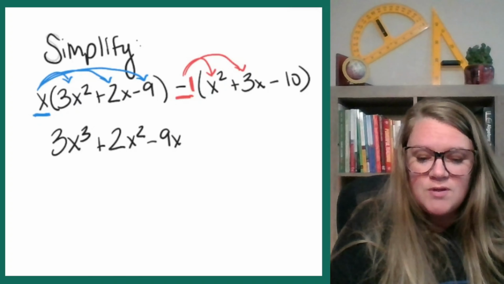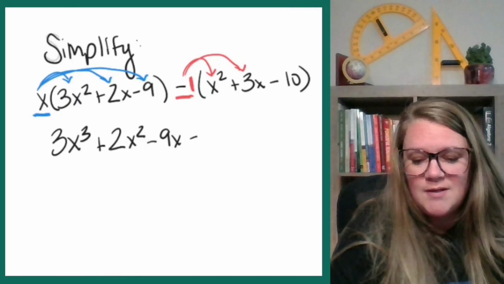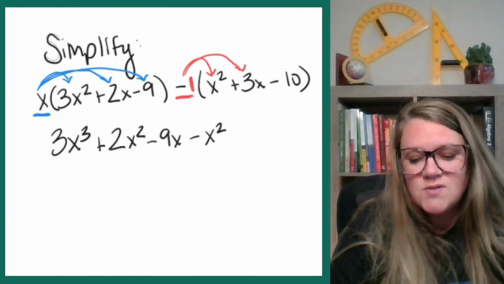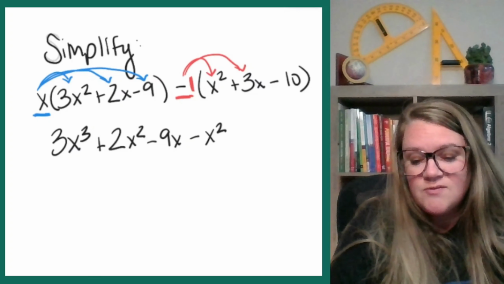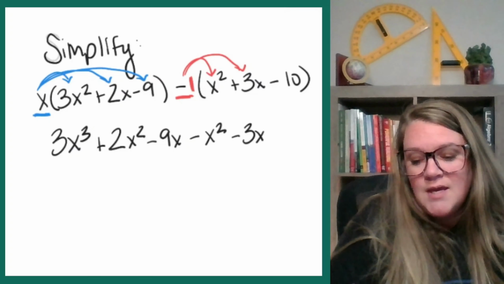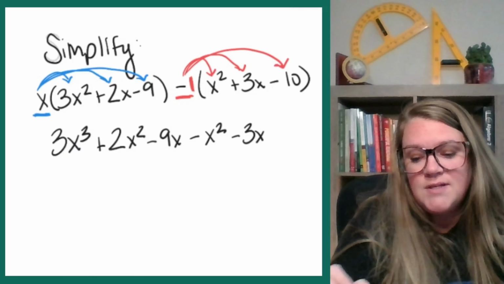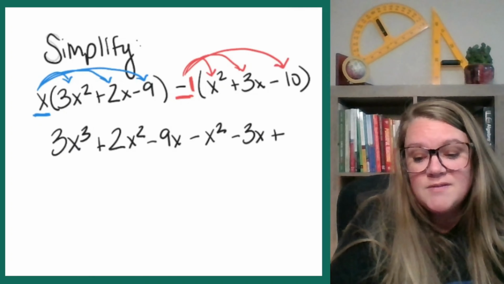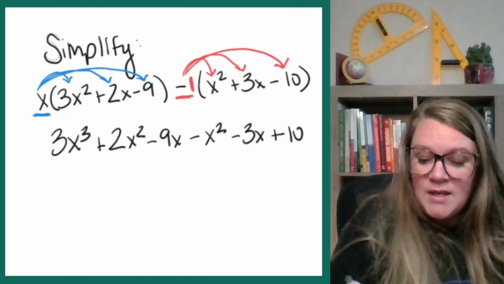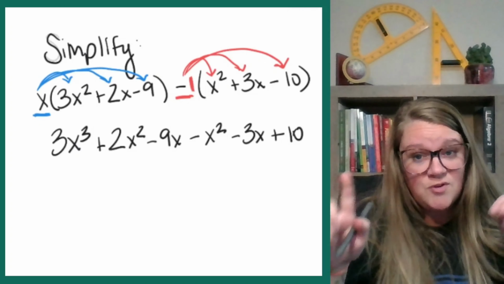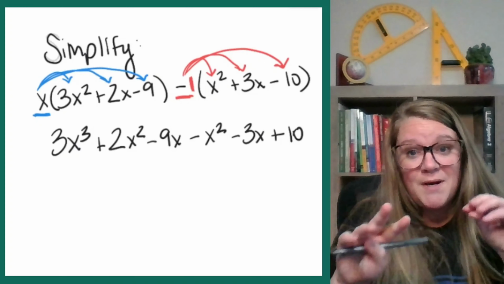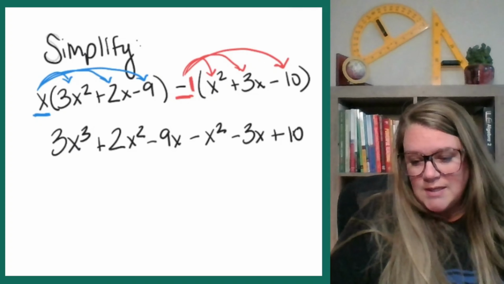So let's distribute. Negative 1 times x squared will give me a negative 1x squared, which I'm just going to leave as negative x squared. Negative 1 times 3x gives me a negative 3x. And my last one, negative 1 times a negative 10, will leave me with a positive 10 at the end. Now I don't have any parentheses left because I did my distributing. My second step, remember, is to combine my like terms. So let's seek out our like terms.